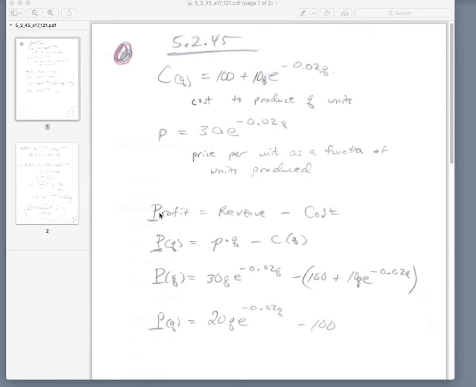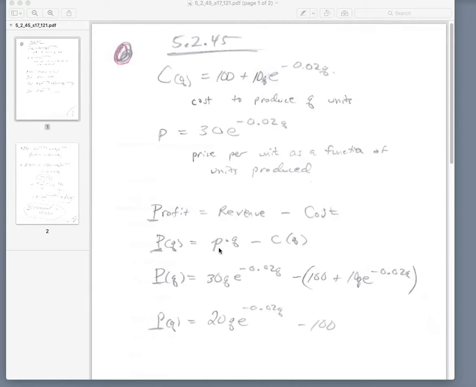And I used a capital P to change it from the price per unit here, the little p. But anyways, profit is the revenue minus the cost. Revenue is the amount of money you bring in minus the cost. And the idea is to model profit based on the number of units you produce and sell. Okay, so as a function of Q in this case.